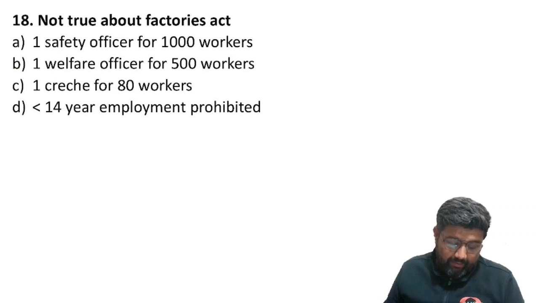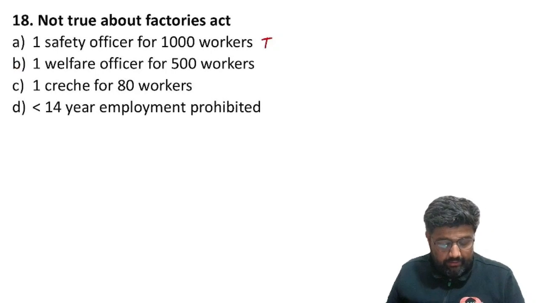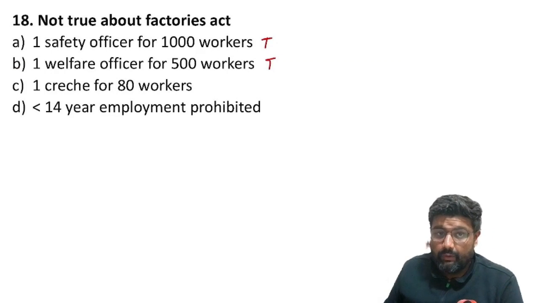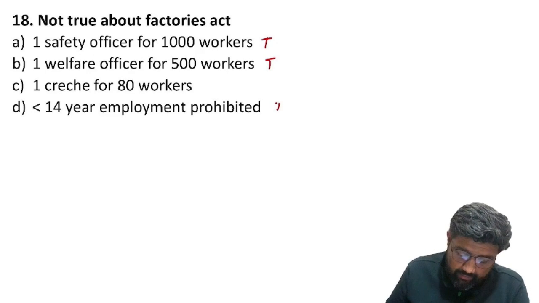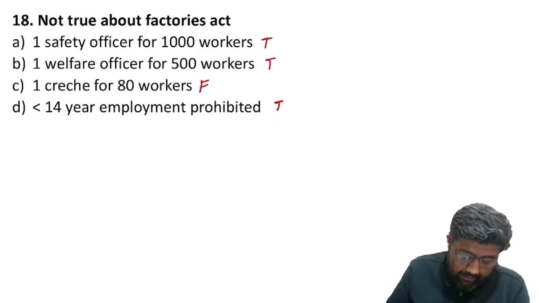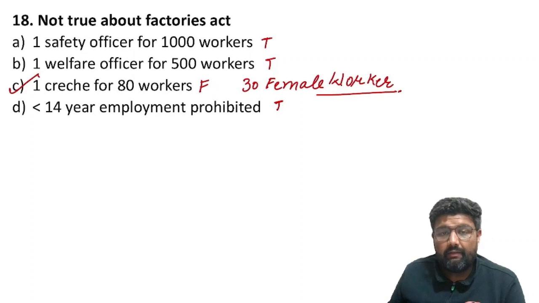Not true about Factories Act. 1 safety officer for 1000 workers, that is true. 1 welfare officer for 500 workers, that is also true. Less than 14-year employment is prohibited, that is also true. 1 crèche is for 80 workers? No, it is for 30 female workers according to Factories Act.